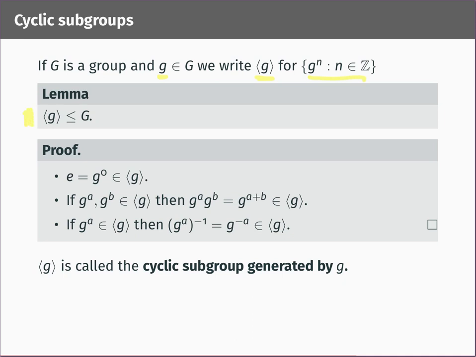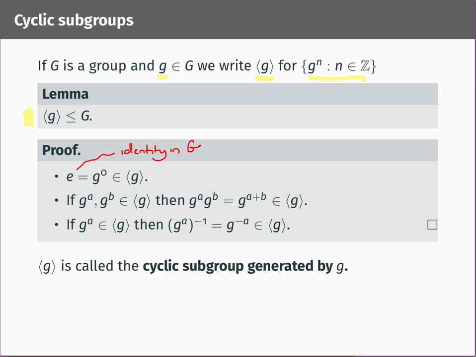So that's what we're going to prove in this lemma. We'll prove these pointy brackets g, which we call the cyclic subgroup generated by g, really is a subgroup. So to check that, I have to verify the 3 parts of the definition of being a subgroup. First of all, it's got to contain the identity. So if we use e as usual to refer to the identity element in G, then pointy brackets g needs to contain this identity element e.